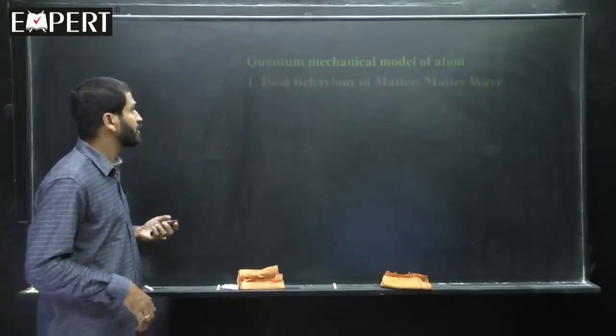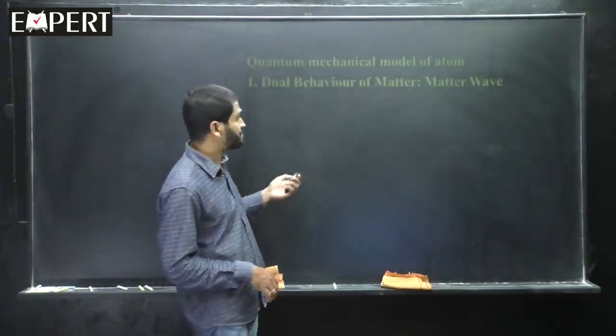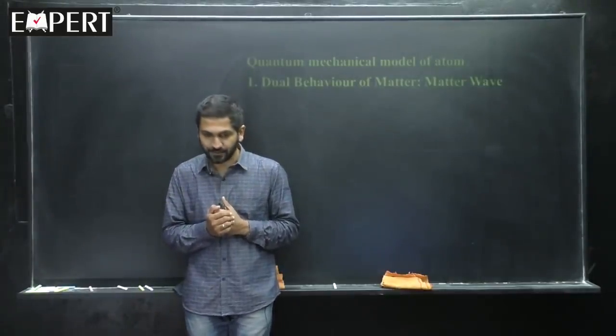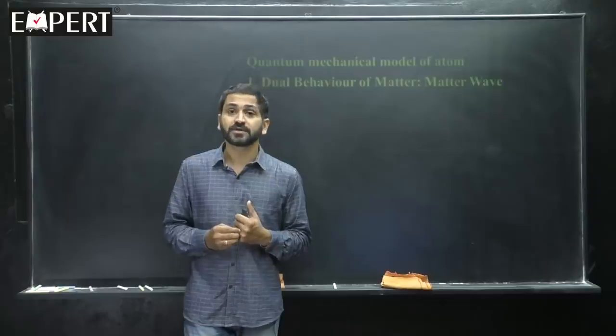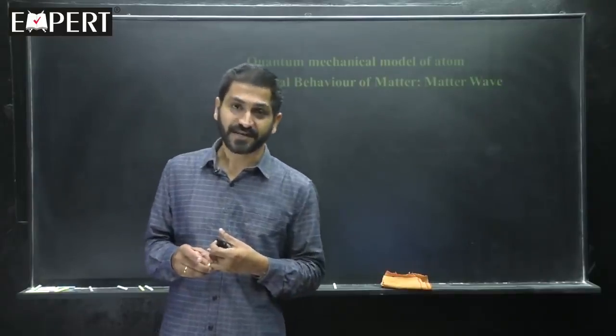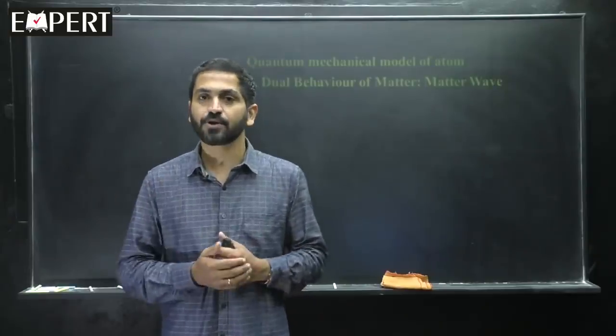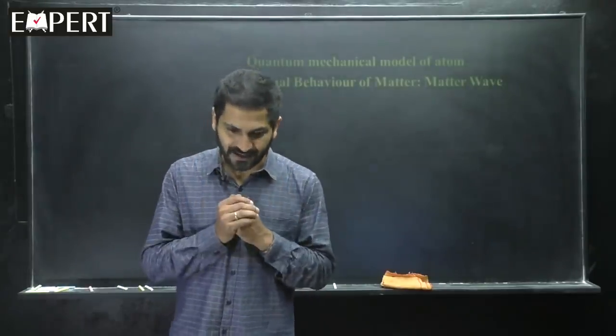Now, before going to the quantum mechanical model of atom, there are two main things you need to remember with respect to it. One is known as the de Broglie equation. He is a French scientist, Louis de Broglie, and he gave a concept. I'll explain the concept.